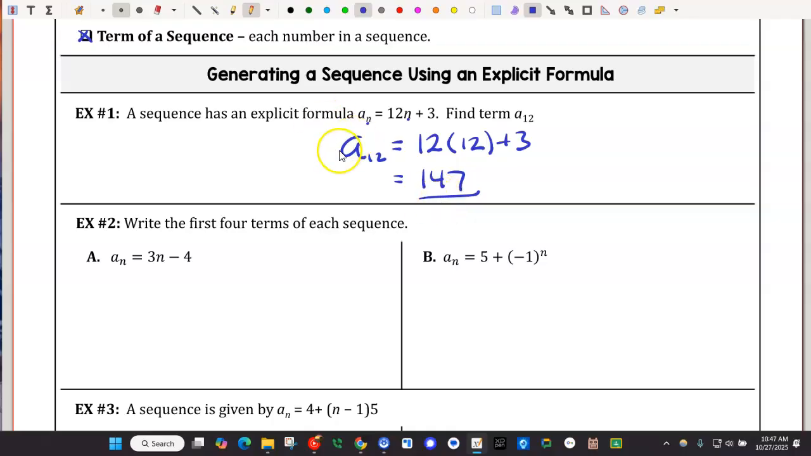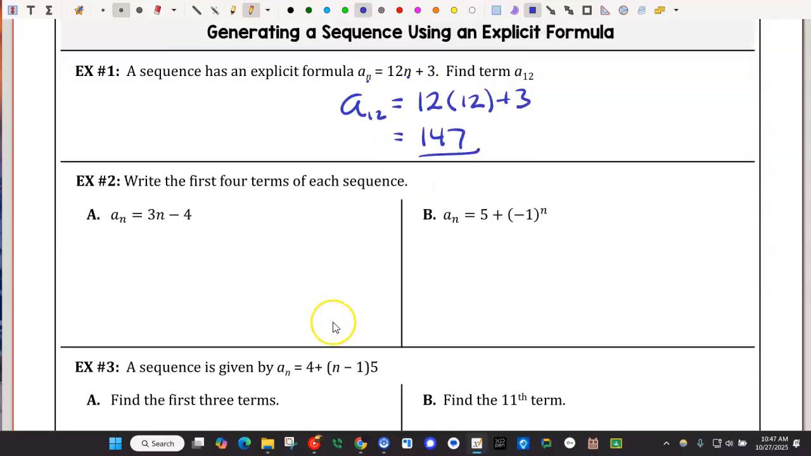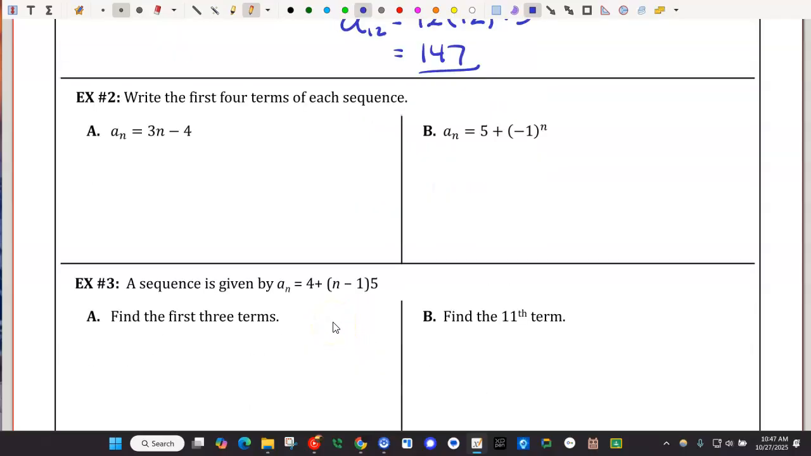You have to have both, a sub 12 equals. Right? Especially on AP tests, they want to have all the details. So right here, they just ask you to find the first 4 terms of each sequence. That means the first 4 terms would be a sub 1, a sub 2, a sub 3, and a sub 4. So you just write that out.